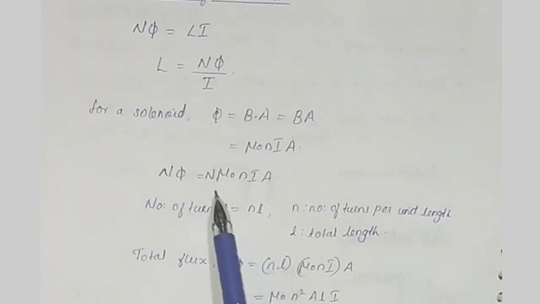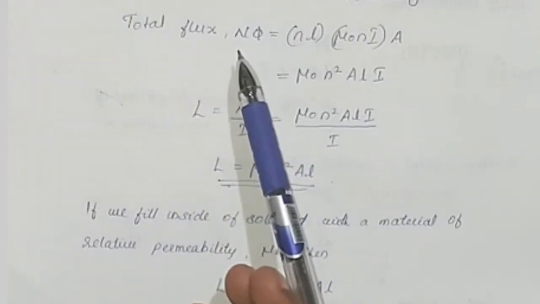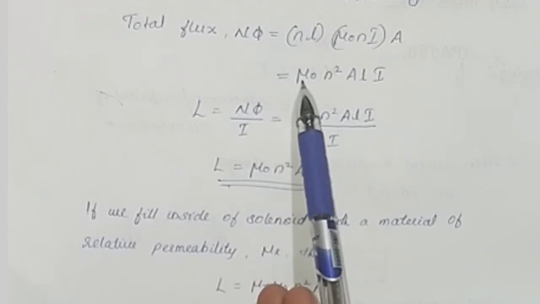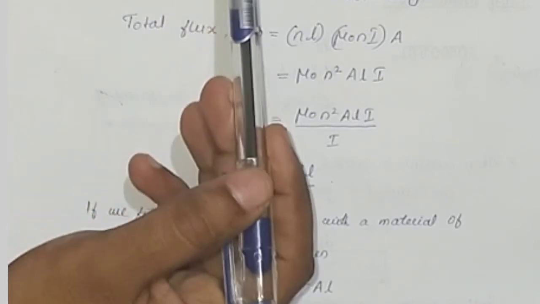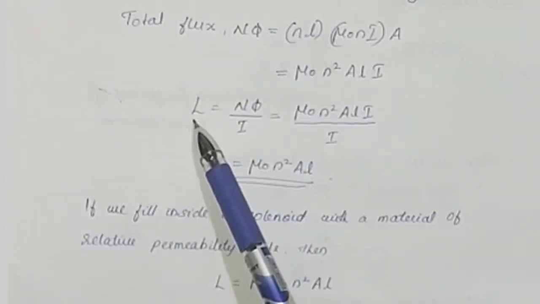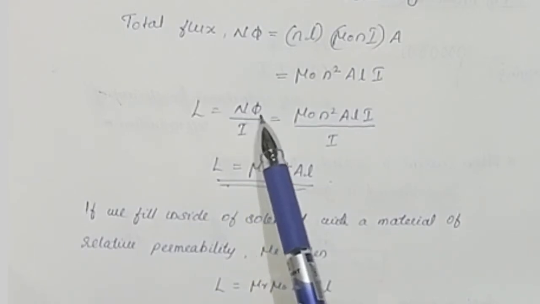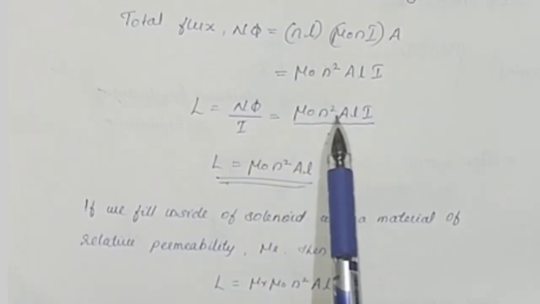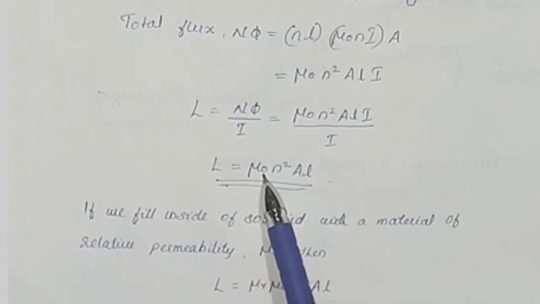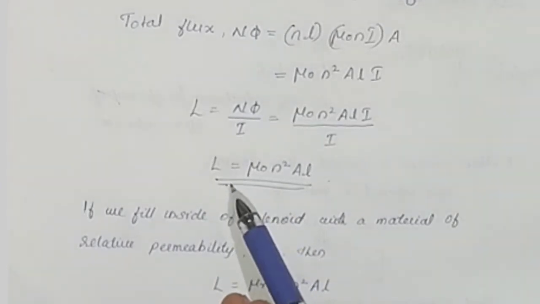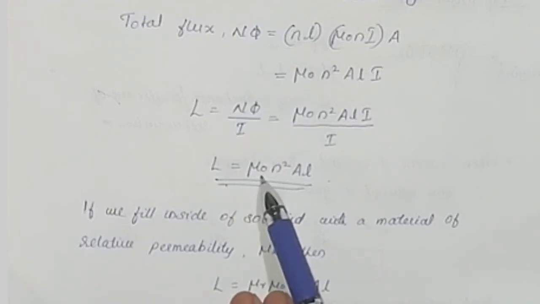By using this in our expression of total flux, we get the total flux as Nφ is equal to μ₀n²ALI. So we have obtained the total flux through our solenoid as μ₀n²ALI, and we know that inductance is given by total flux divided by current, and therefore the inductance of a solenoid can be written as Nφ by I, which is equal to μ₀n²ALI divided by I, and thus we get the final expression as μ₀n²AL. So therefore the self-inductance of a solenoid is given by L is equal to μ₀n²A into L.